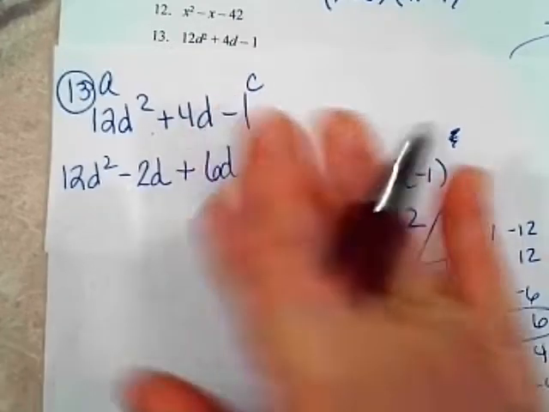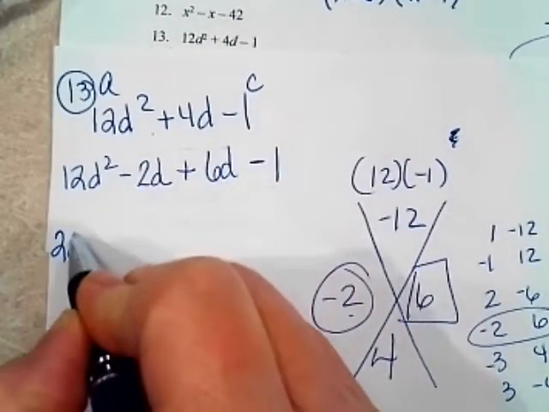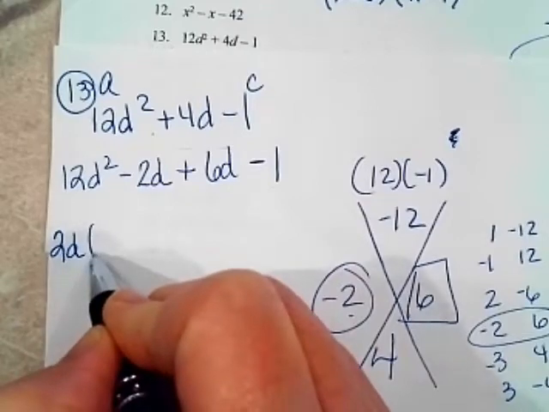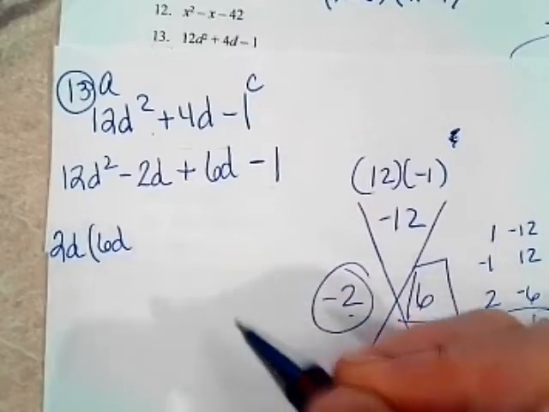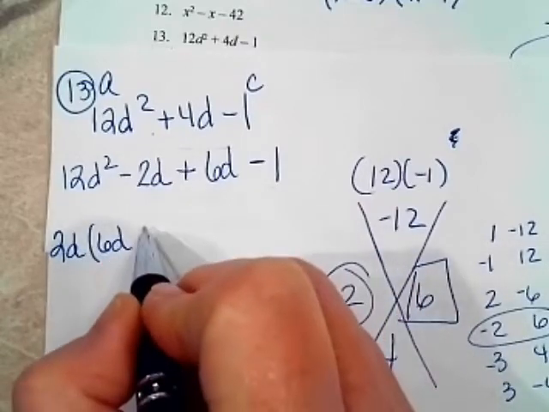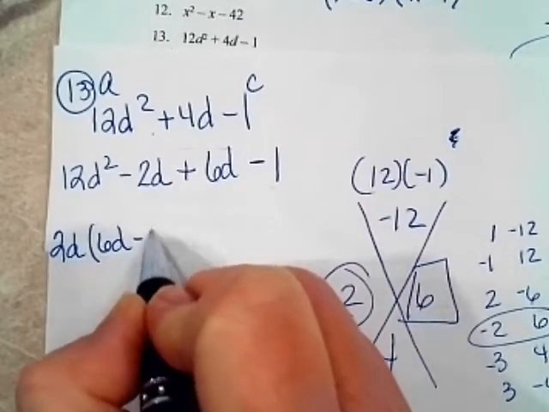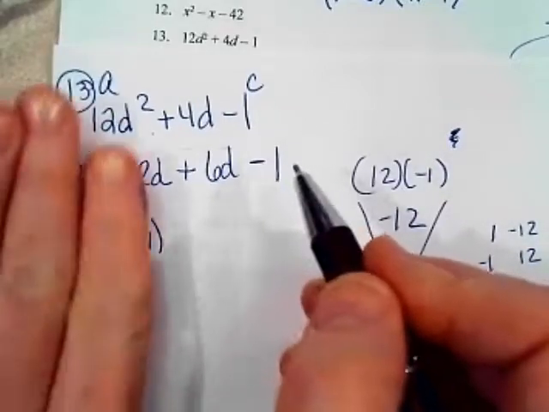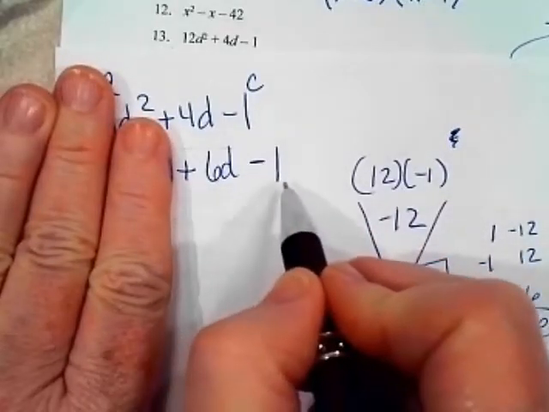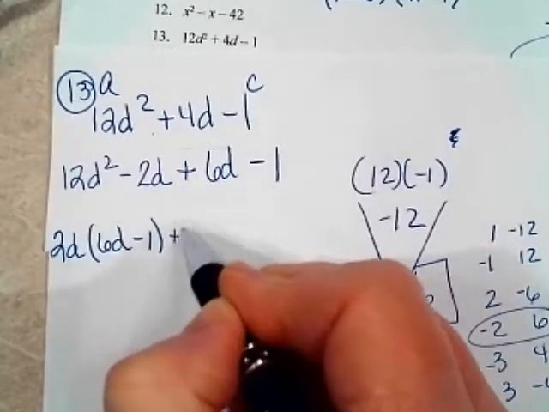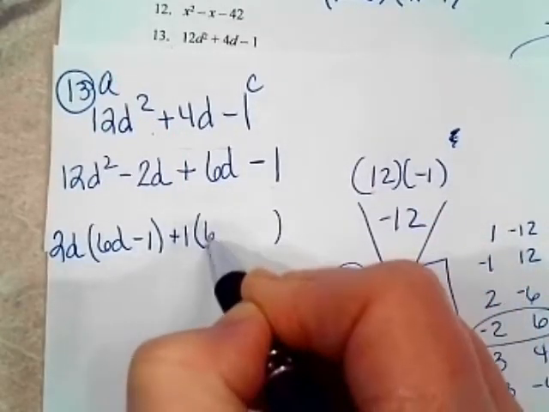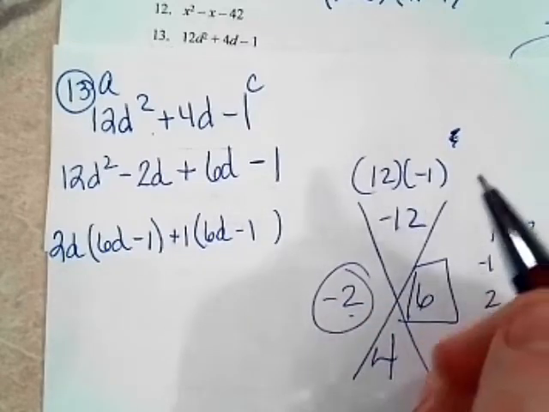12d squared minus 2d. They both have a 2d. What do you multiply 2d by to get 12d squared? 6d. 2d times what is negative 2d? That would be negative 1. What do these two have in common? Look at those. They don't have anything in common other than 1. So plus 1. And when you factor out a 1, it really doesn't change anything.